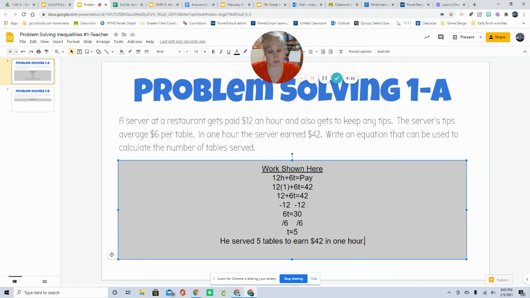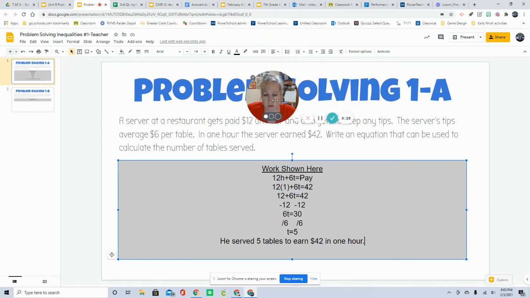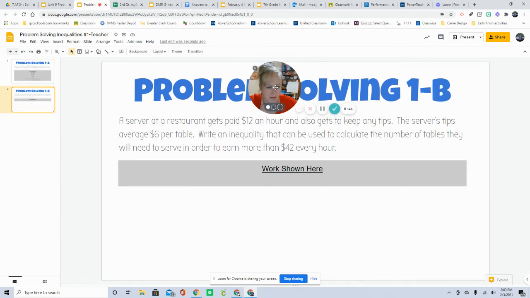We have already learned how to write equations when it's a real world story. So you need to understand that now we're going to take it to the next step, and we need to figure out an inequality. Like, what if he needs to earn so much in so many hours? How can we figure that out? So let's go to the next slide, and I'm going to bet that's the next problem. So let's read this one.